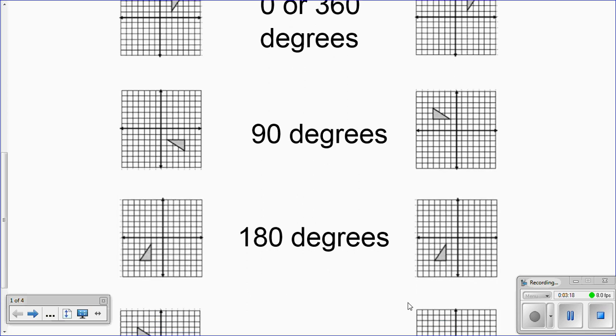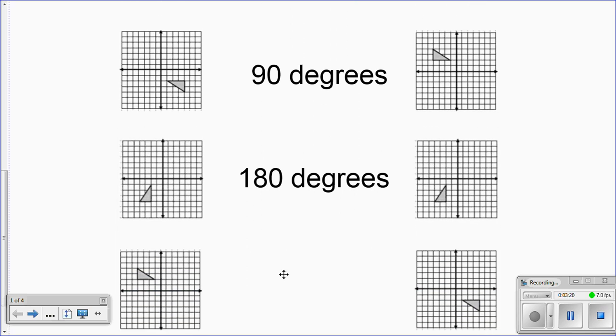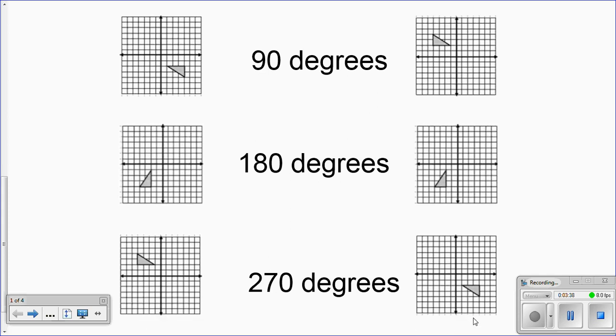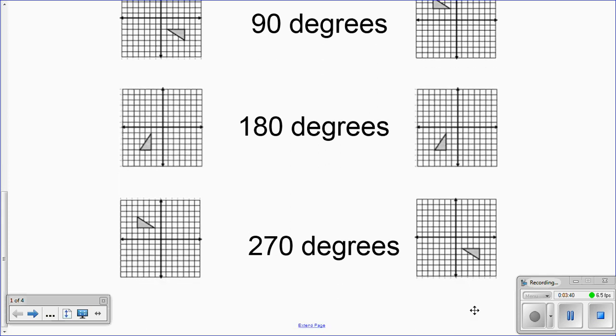Okay? And then the last one is 270, which means you go 3 quadrants. So if we started in 1, and we're going clockwise to the right, we went 1, 2, 3. Okay? Counterclockwise, we started in 1, 1, 2, 3. Okay? So those are the different movements.